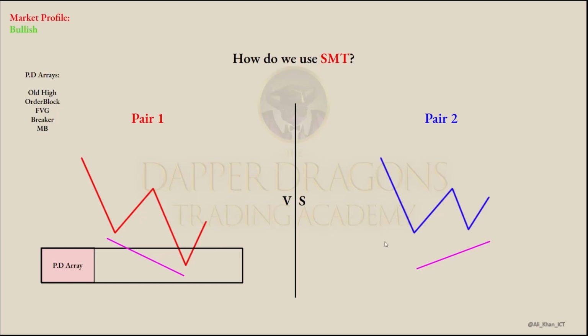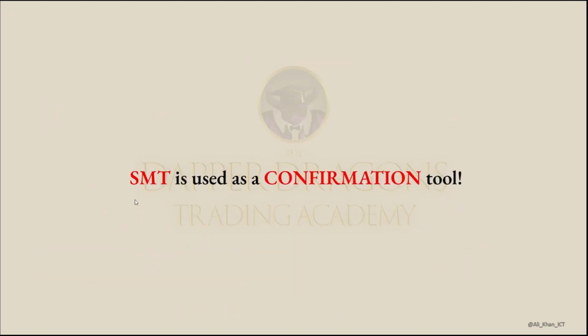There's a cracking correlation between pair 1 and pair 2. Now this is when SMT is valid. We don't class SMT as valid unless we are expecting, number one, higher prices because we're in a bullish market profile, and this is what we're looking for. We're looking for a cracking correlation between the lows, and we're also looking for price to come into a level which we expect to hold as support. So there's a cracking correlation and a valid SMT divergence between pair 1 and pair 2. SMT is used as a confirmation tool.